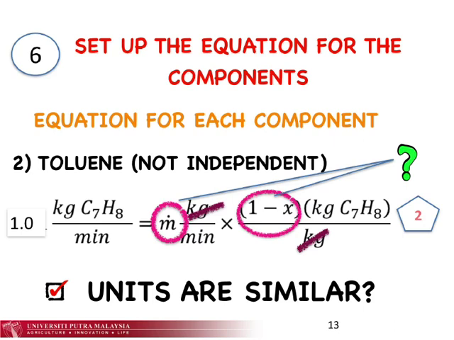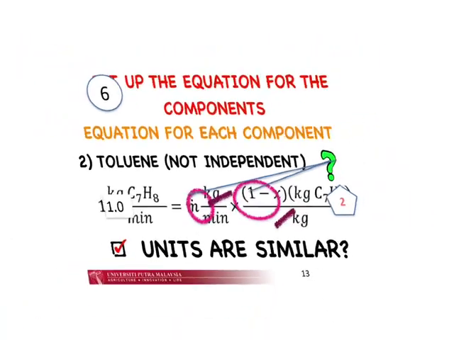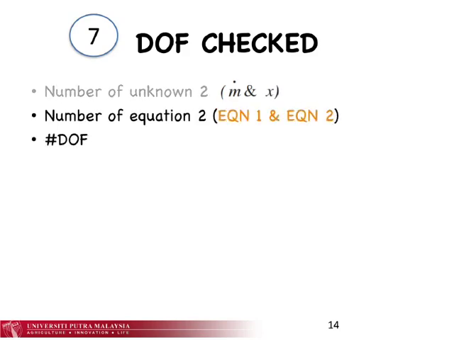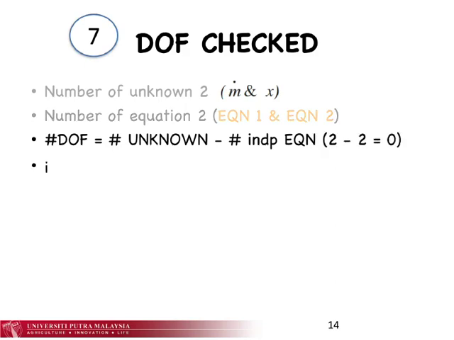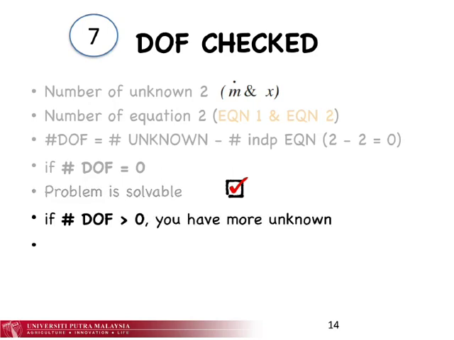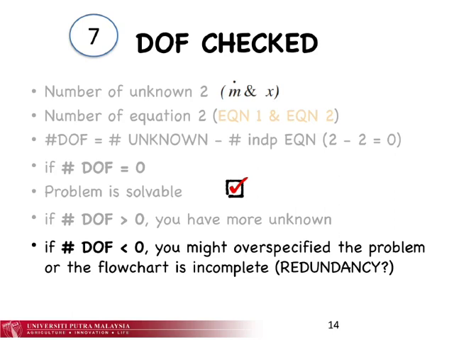Let us proceed with the degree of freedom analysis of the process. The number of unknowns for the process that we have is 2, which are m dot and x. The number of independent equations is also 2, which are the overall equation and the composition equation. Thus, the degree of freedom is equal to the number of unknowns minus the number of independent equations. So here we have 2 minus 2 equals 0. So the problem is solvable.